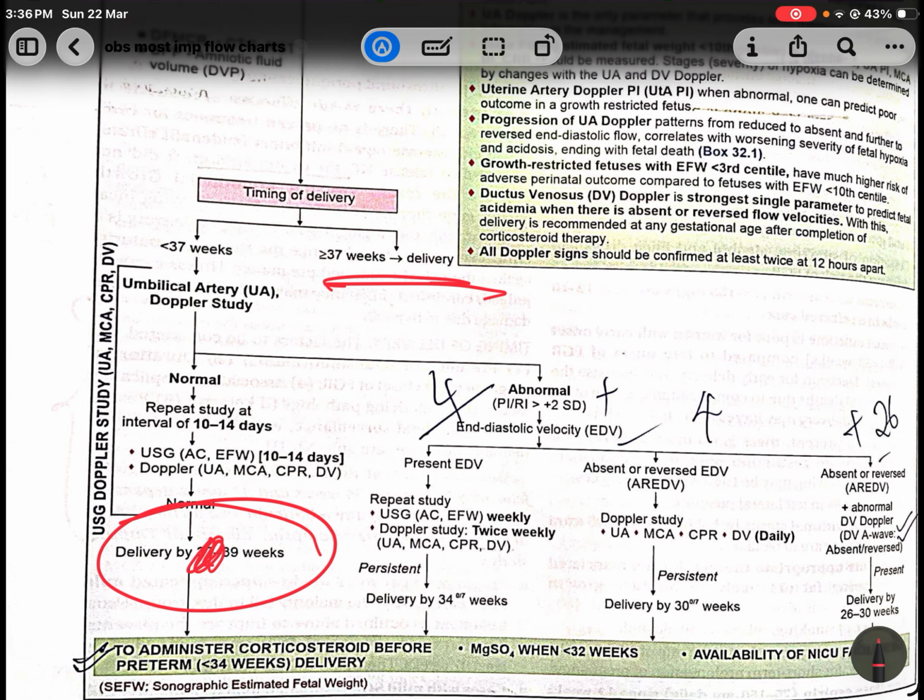Slightly some complication, 37. Okay, then if there is something beyond that, then obviously buy time, give steroids. How do you buy time? Tocolytics. What else do you do? Steroids. If it's less than 32 weeks, give magnesium sulfate so that it has a neuroprotective action. Then again, if you are worried about infection, check for GBS prophylaxis and give antibiotics also.